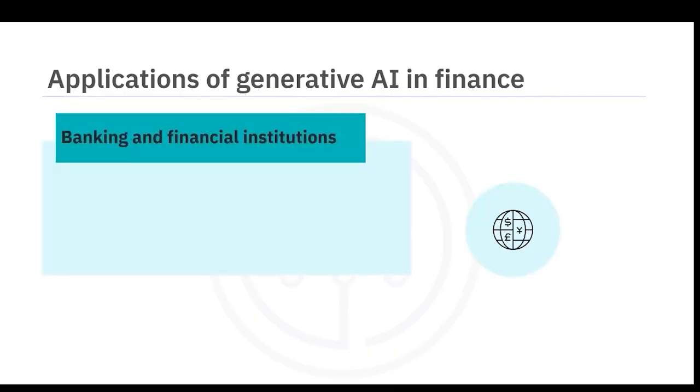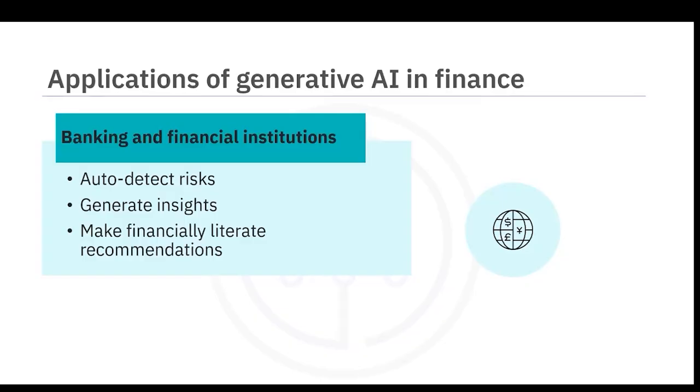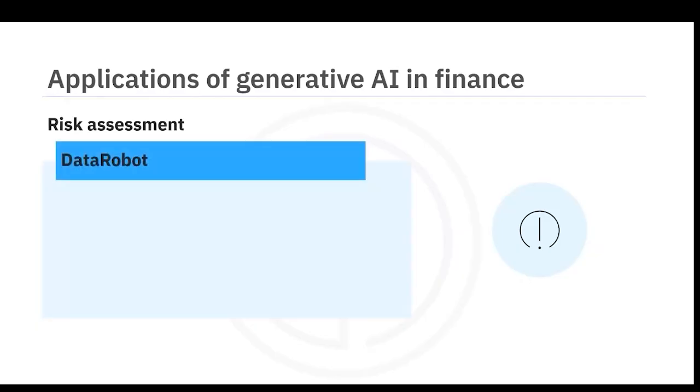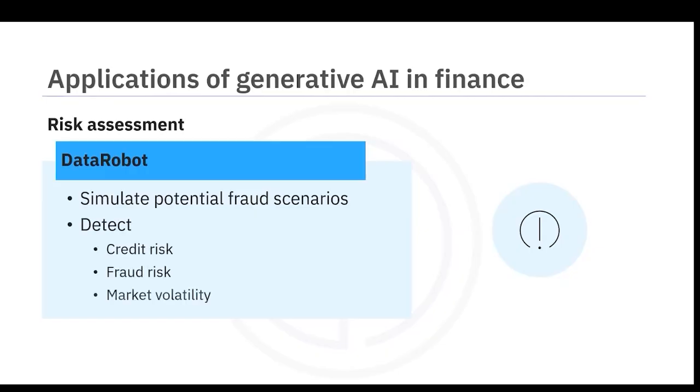Banking and financial institutions greatly benefit from generative AI's capability to auto-detect risks, generate insights, and make financially literate recommendations. KAI GPT is the first banking industry-specific LLM that helps banking applications provide human-like, financially literate responses. In risk assessment, DataRobot, for example, can generate synthetic use cases by simulating potential fraud scenarios to detect credit risk, fraud risk, and market volatility.